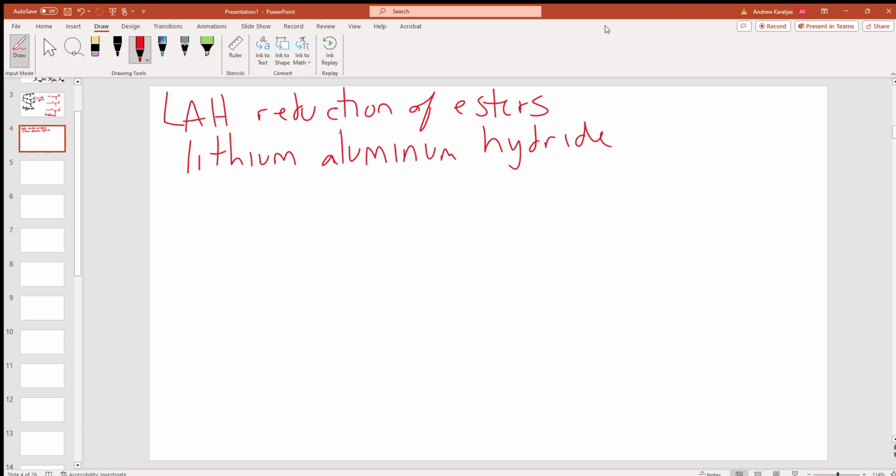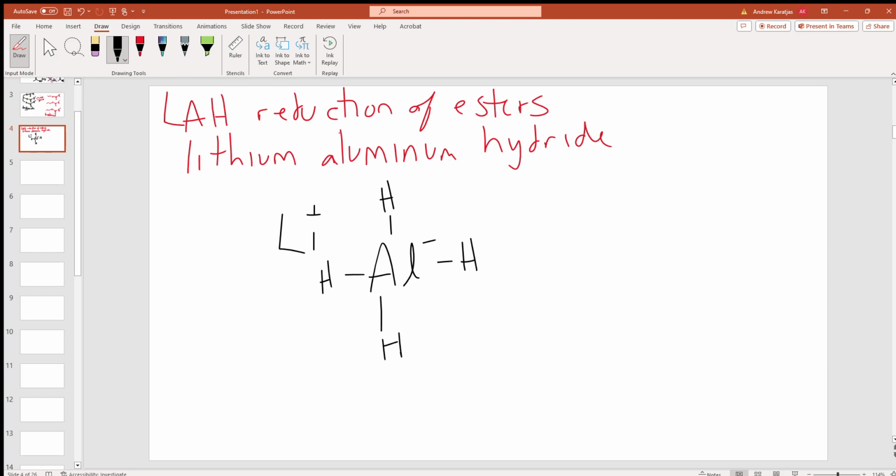Sodium borohydride, which you may be familiar with from reducing aldehydes or ketones, in general is not a strong enough reductant to reduce esters. But LAH, with the larger electronegativity difference between lithium and aluminum, is more reactive, and is able to perform these reductions.